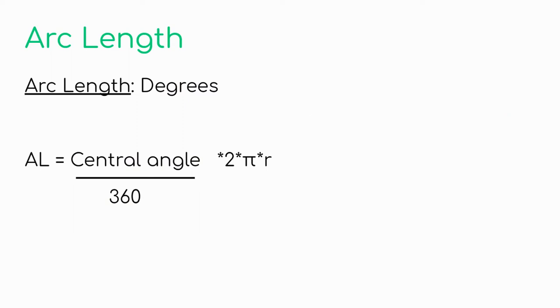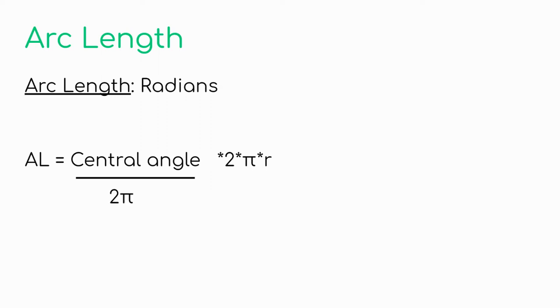So we had our formula, arc length equals central angle divided by 360 times 2 times pi times r. The only thing that's going to change when we're using radians is that we don't want this 360 degrees, right? This represented a full circle in degrees, so we have to think about how many radians are in a full circle. Hopefully you remember it's 2 pi, so all I'm going to do in this formula is swap out the 360 for 2 pi.